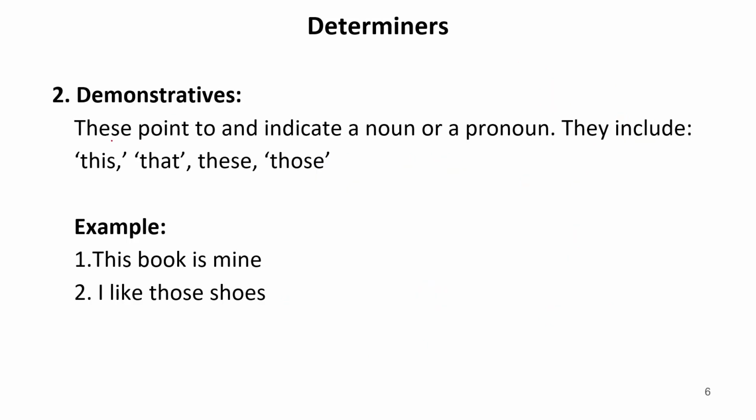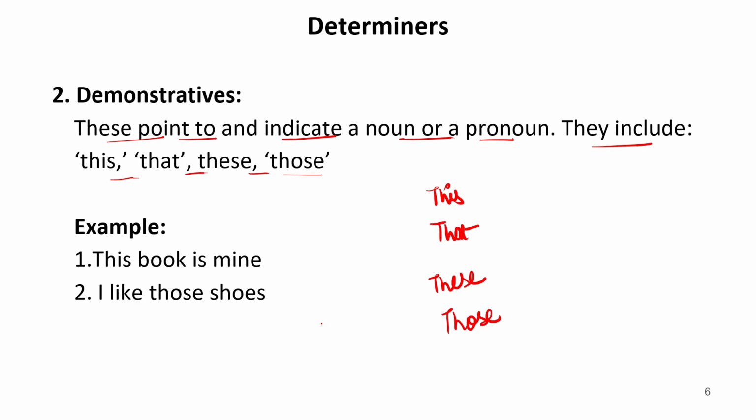Now, what are demonstratives? These point to and indicate a noun or a pronoun. They include this, that, these, those. We have four words: this, that, these, those. These are demonstrative adjectives and they can be demonstrative pronouns as well. But only demonstrative adjectives can be called determiners. How? Because if any word qualifies a noun, it is a determiner.